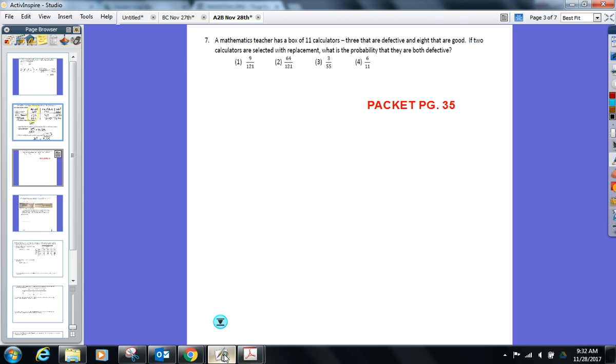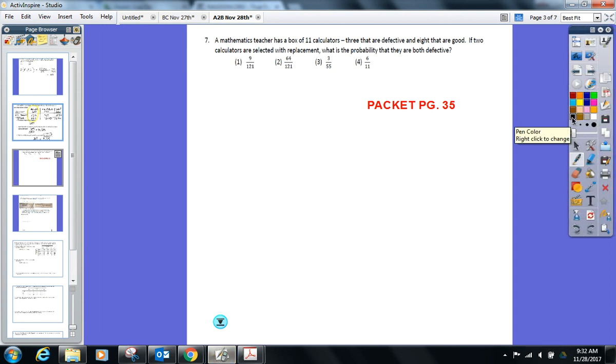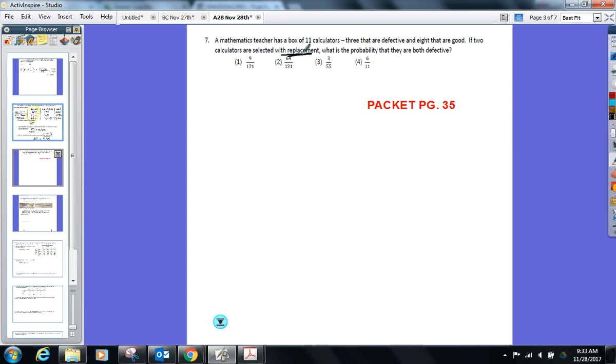Okay, take a look at number 7. This is a review question, and it leads in perfectly to what we're doing today. All right, you have a box of 11 calculators. 3 are defective, 8 are good. You're going to pick 2 calculators, with replacement. What's the probability that both are defective?